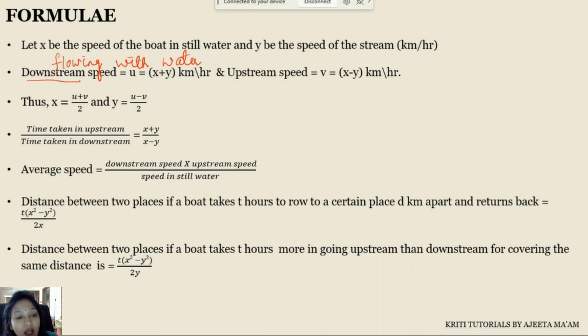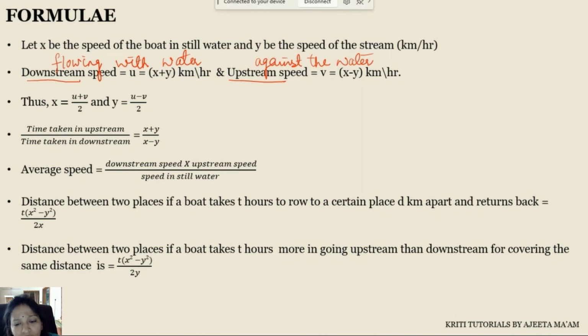Now what is upstream? Upstream is when water is flowing in the opposite direction to that in which your boat is sailing. I repeat, your boat's direction and the direction of water are reversed. That is upstream, so upstream is against the water. We also call it against the stream. Remember these two words. If you are clear with this, you will never face a problem. Water is flowing in one direction and you are sailing in the opposite direction. Then of course your speed will be less. It will be x minus y.